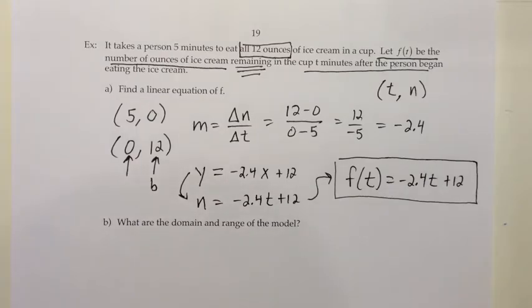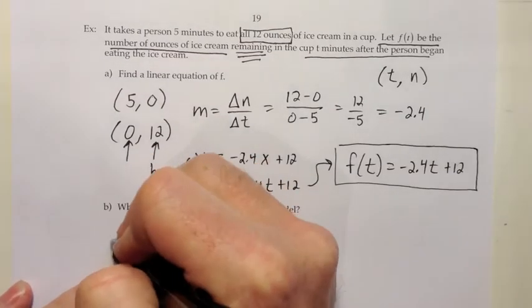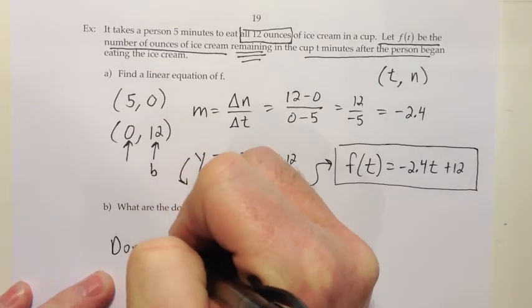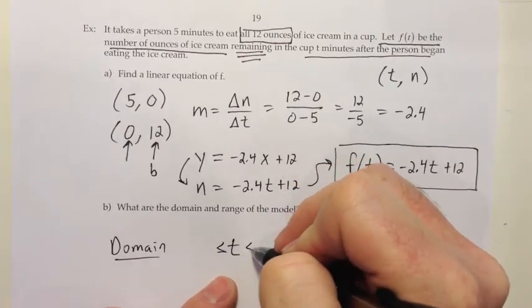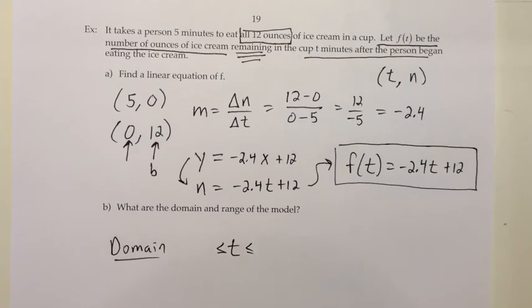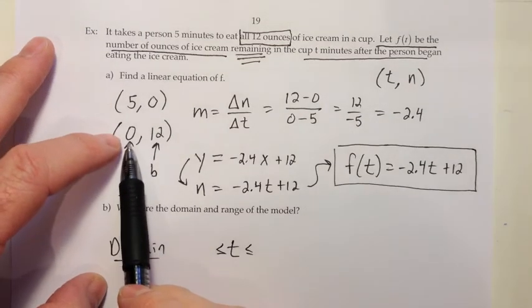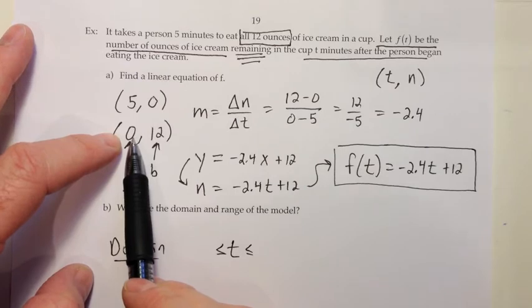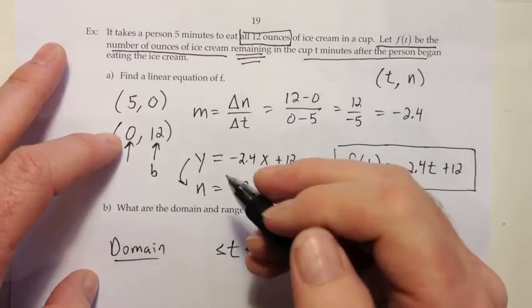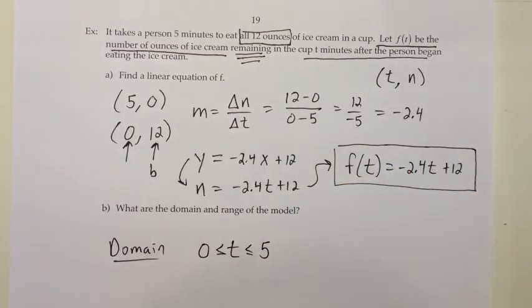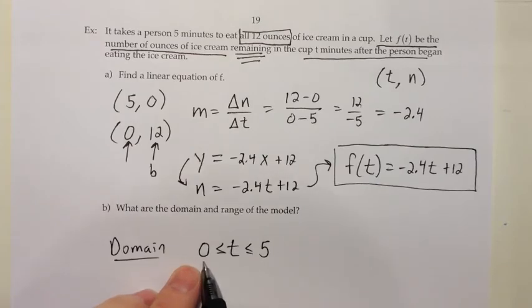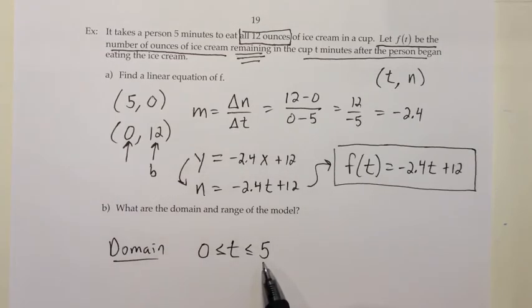And then a couple follow-up questions. What are the domain and range of the model? The domain is the set of inputs that are possible. So let's go ahead and think about that. For our domain, that's the input variable, which is t. And typically we think about what t is trapped in between, what are the limits of that. And I think we actually have that right here. You start eating the ice cream at no time elapsed, and you're done with it when 5 minutes have passed. So I would say that this function is going to work for how much ice cream is in the cup as long as we're in between the starting point of eating the ice cream and the ending point of eating the ice cream, which again, according to the problem, was only 5 minutes.